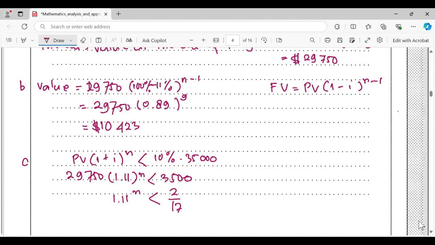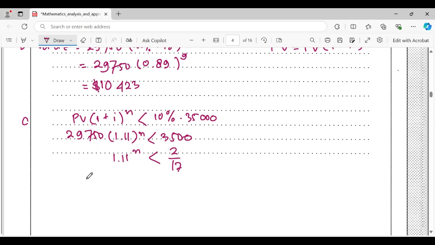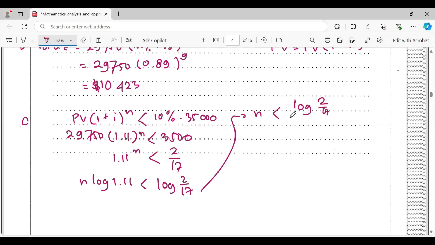I have calculated that and then log 1.11 to the n less than log 2/17. We'll move n here. So it means n is at least log (2/17) over log 1.11. If you calculate it, it approximately becomes 20. So at least 20 years.